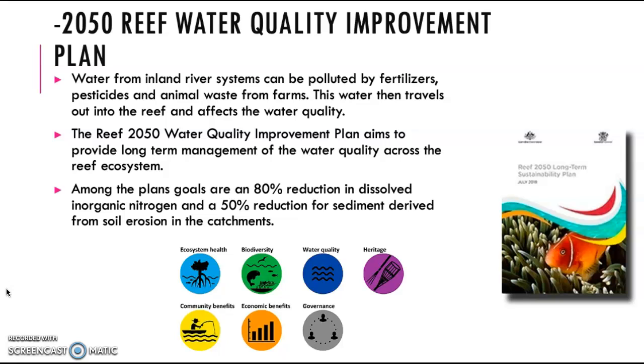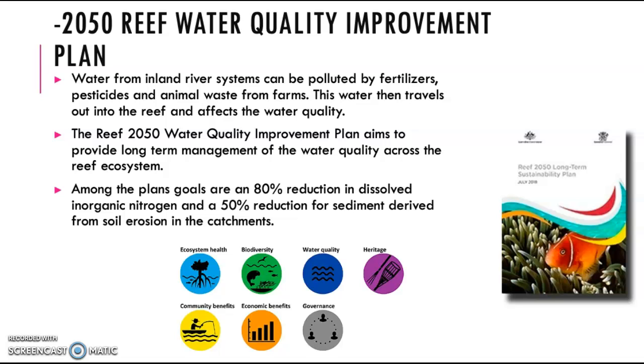The plan is working with farmers to reduce dissolved nitrogen and sediment runoff by up to 50% or 80% in some catchment areas. And the main aspects of the plan are to improve ecosystem health, biodiversity, water quality, maintain its heritage value, things like that. So the water quality plan is working towards a lot of different criteria to try and improve the health of the reef.